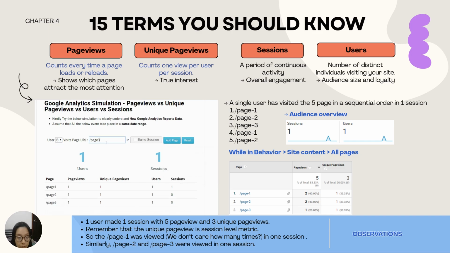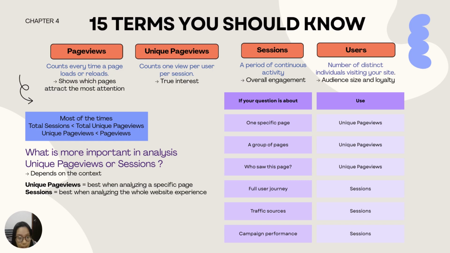Okay, so let's proceed to the next part. A session represents a period of continuous user activity on your site. A session ends if the user is inactive for 30 minutes or leaves and returns later. So one user can generate multiple sessions, and sessions will help evaluate overall engagement levels and how users behave in a single browsing experience. And the users metric counts how many distinct individuals visited your site.